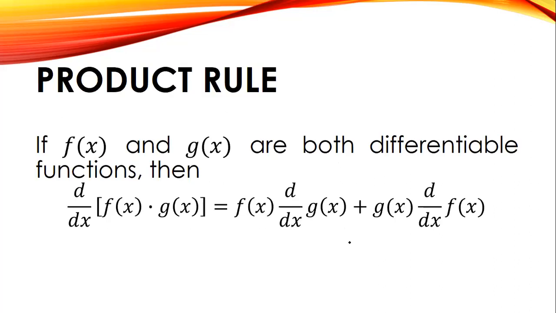So next rule is the product rule. If f of x and g of x are both differentiable functions, then the derivative of f of x multiplied by g of x is equal to f of x multiplied by the derivative of g of x plus g of x multiplied by the derivative of f of x. I'll be explaining this like so.